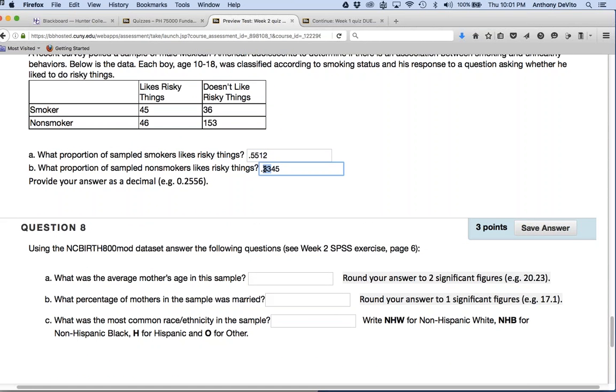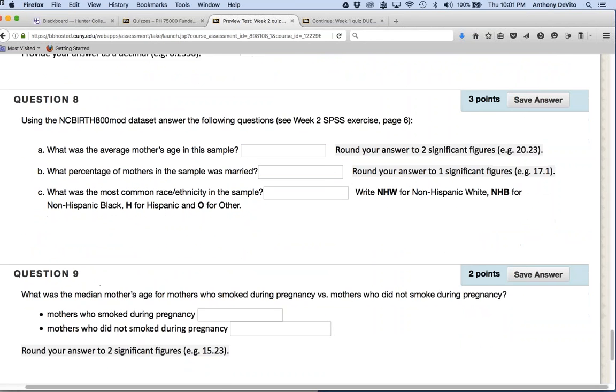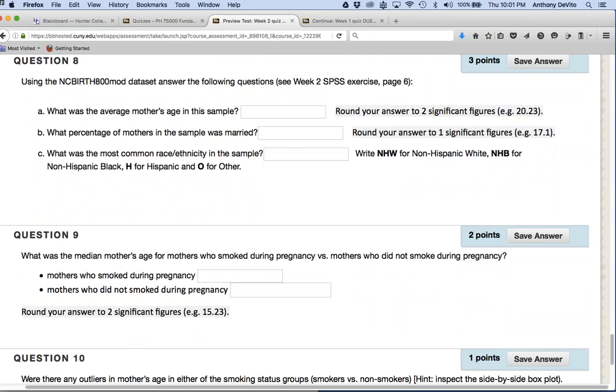This would be more like 25. Whatever the real answer is, it's in the answer sheet, so I don't want to dwell on this too much. Using the NC 800 data set, not the North Carolina birth data set, we called it 800 because we trimmed it down to 800 cases. It was really like 35,000 or something like that. Answer the following questions.